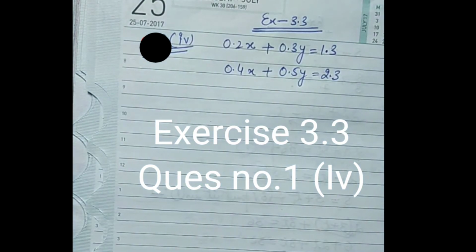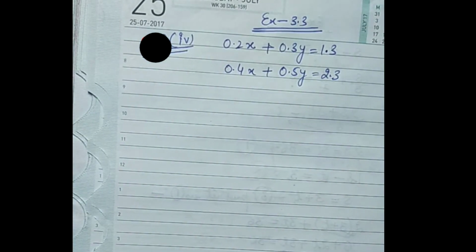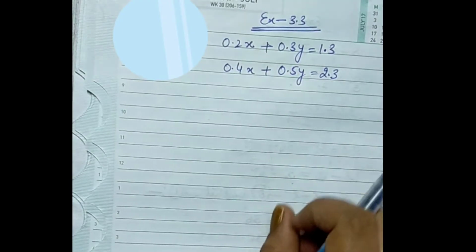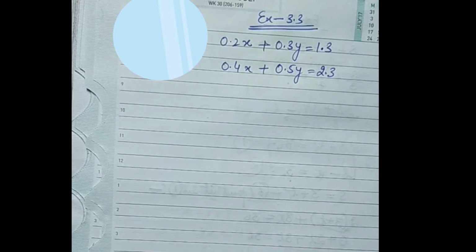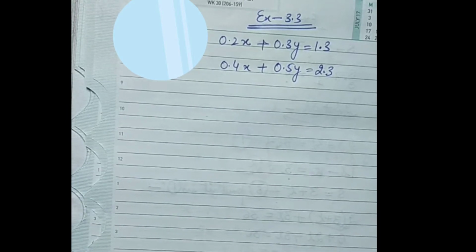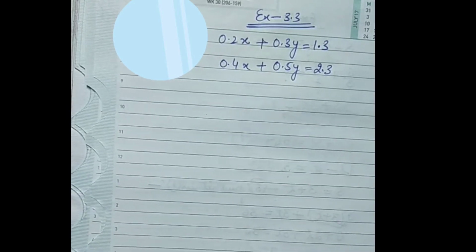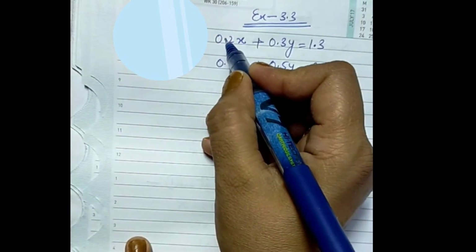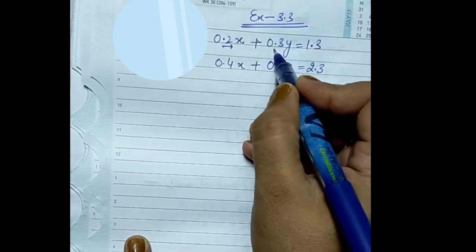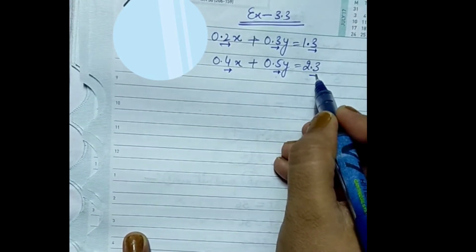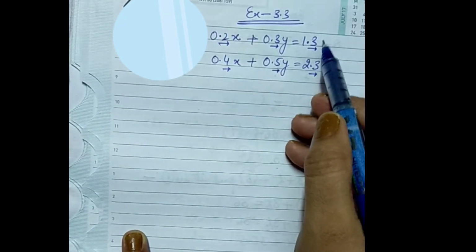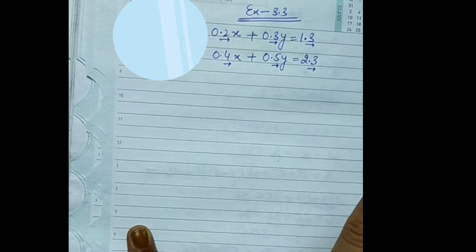Today we will be doing exercise 3.3 question number 1, fourth part: 0.2x plus 0.3y is equal to 1.3, 0.4x plus 0.5y equals 2.3. If you notice, after the decimal there is only one digit everywhere. That means over 10, over 10, over 10. Everywhere over 10 is coming up.